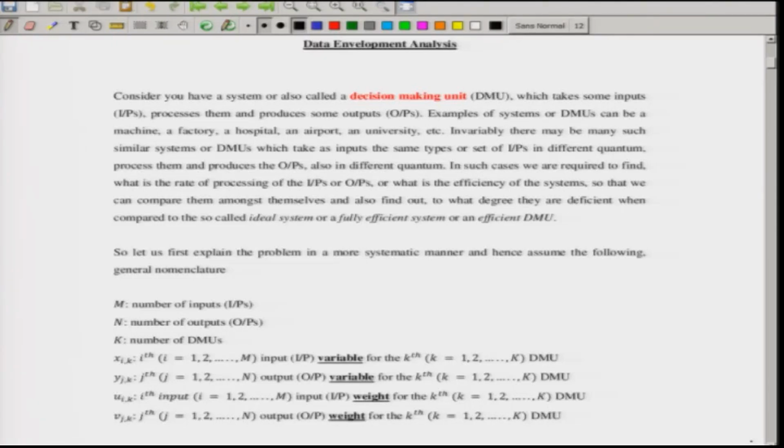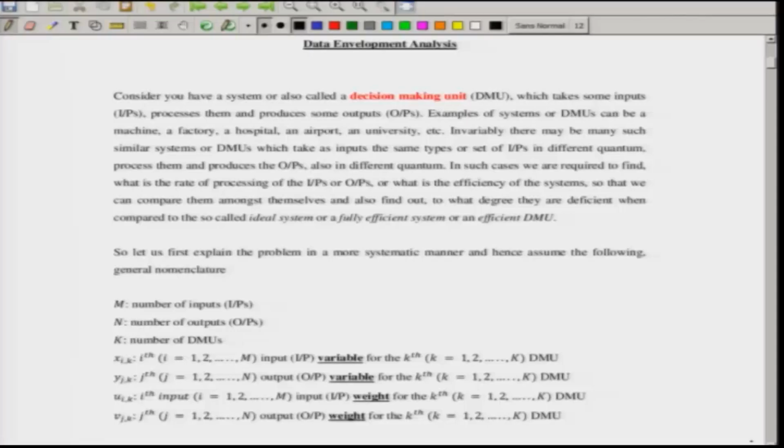So, invariably there may be many such similar systems or DMUs which take as inputs the same types or sets of inputs IPs in different quantum, process them and produce the outputs also in different quantums, in different numbers. So, in such a situation we are required to find what is the rate of processing of these inputs and outputs, or what is the efficiency of the DMU. So, the efficiency would be considered relatively, that means how good or bad is DMU 1 with respect to DMU 2, or how good or bad is DMU i with respect to DMU j. So, we will basically compare the efficiencies of the DMUs and say where the improvements can be done.